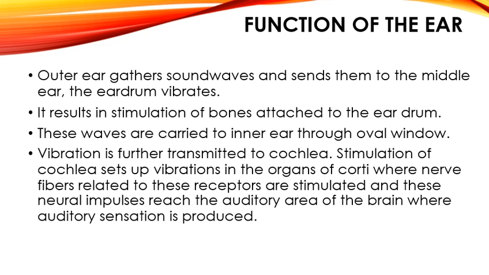It results in the stimulation of the bones attached to the eardrum, the three bones of the middle ear. The oval window carries to the inner ear the waves generated by the stimulation of these bones of the middle ear. This vibration is further transmitted to the cochlea. Then the stimulation of the cochlea sets up vibration in the organ of Corti, where the nerve fibers related to these receptors are stimulated, and these neural impulses reach the auditory area of the brain, that is the temporal lobe, where auditory sensation is produced. Okay?